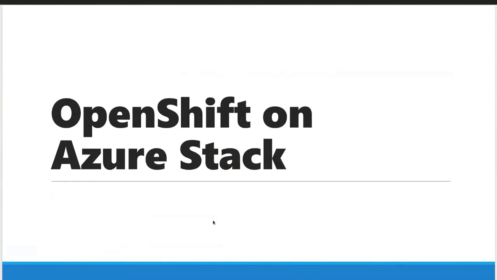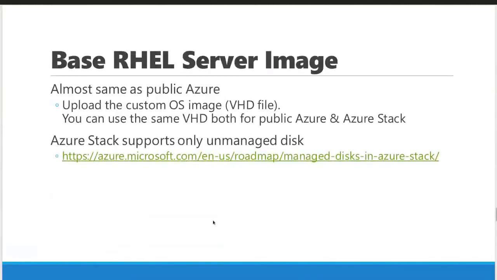The last theme is OpenShift on Azure Stack. At first, you have to provision RHEL virtual machines in Azure Stack to deploy an OpenShift cluster. You can do that almost the same as in public Azure Cloud. In other words, prepare your custom RHEL OS disk as a VHD file and use it. This custom image is available both for public Azure and Azure Stack. Since Azure Stack doesn't support managed disk right now, you have to use unmanaged disk. This is the roadmap for managed disk. I wonder if it will be available soon, but I'm not sure of the detailed time frame. So you have to upload your custom OS image VHD file to a dedicated blob storage right now.